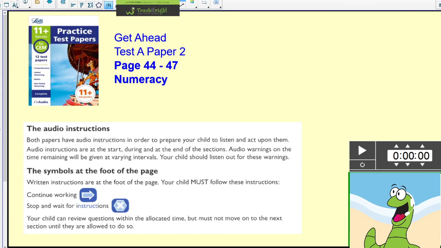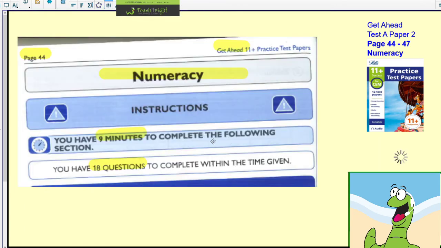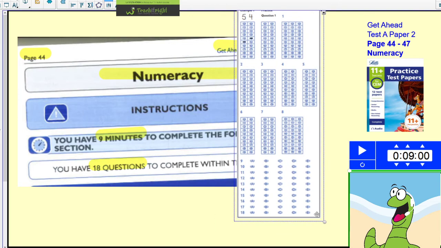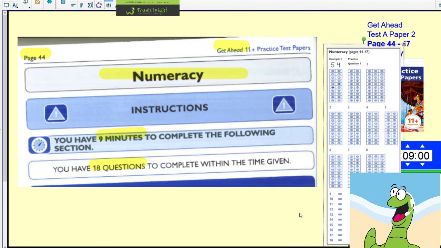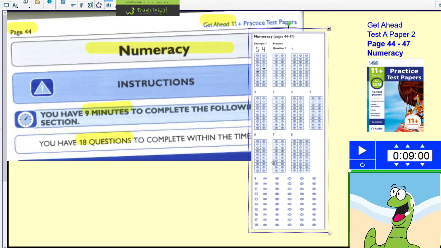Right, guys, we've got one section to finish off with. That's numeracy. Again, it's on pages 44 to 47, 44 to 47. So you can find that for me, please, now. Turn to that page. The answer sheet will look like this. Let's just take a copy of that and put it here. So let's move you up, Mr. Numeracy. Just get you on so we can see both.